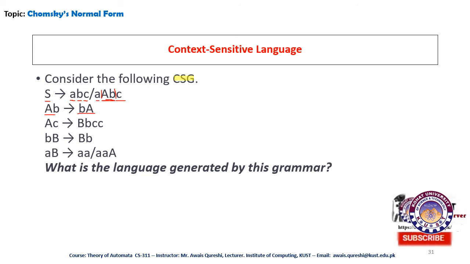Similarly, if we encounter AC on the right hand side, we can replace AC with Bc, where B is a non-terminal and these three are terminals. Similarly, if we encounter bB, we can replace that part with this part. And if we encounter AB, we can also replace this part with either AA or capital A. So what is the language generated by this grammar? Is it a context sensitive language or a context free language?